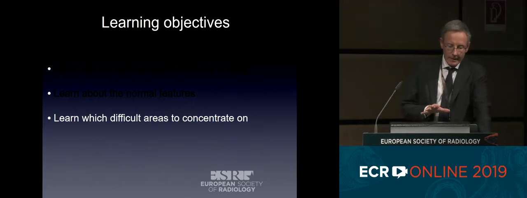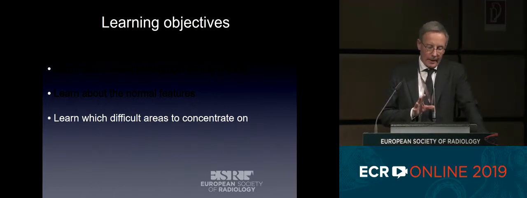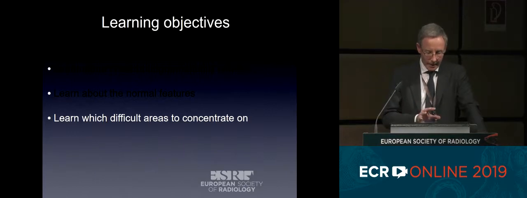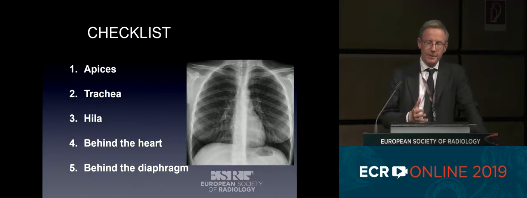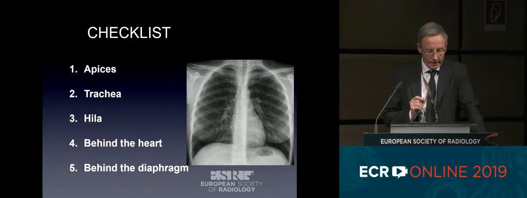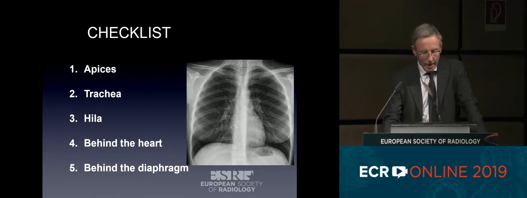For the last part of my talk now, I will tell you how to learn which difficult areas to concentrate on. These are where abnormalities are hidden, and this is where we make mistakes. And if you know where mistakes are made, then you can concentrate on these areas when you're reporting the film. These checklists are provided by Jose Caceres. On the frontal view, carefully review the apices, the column of air of trachea, the hilar, behind the heart and behind the diaphragm. On the lateral view, there is a checklist.